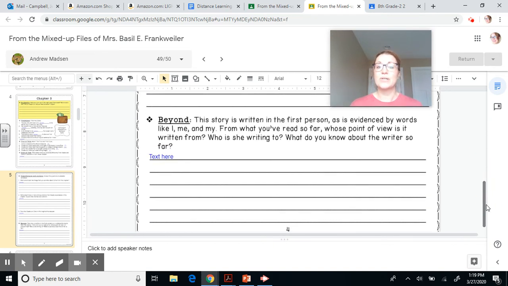And beyond, the story is written in the first person as evidenced by the words like I, me, and my. From what you've read so far, whose point of view is it written from? Is it written from Claudia's point of view or from Jamie's point of view? Who is she writing to, and what do you know about the writer so far?